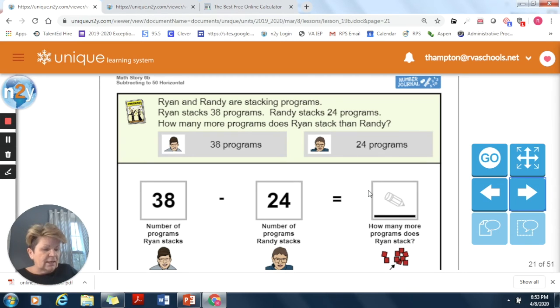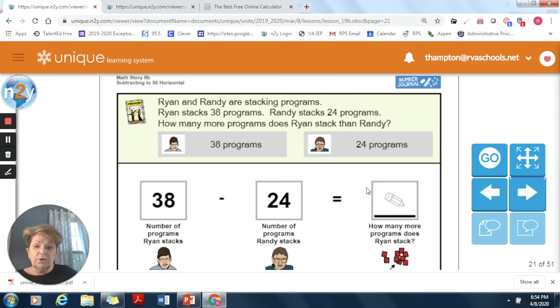So let's look at that again. So if I made 3 dots and I X'd out 2, how many dots do I have left? So 3 minus 2 is 1. Very good. So our answer is that Ryan stacked how many more? 14. He stacked 14 more programs than his friend did.